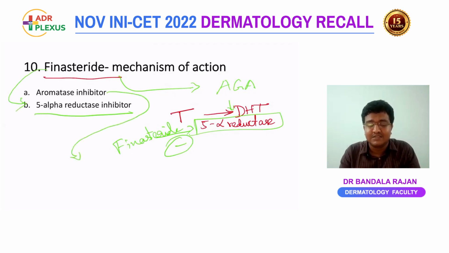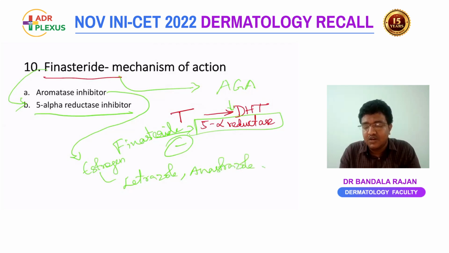Aromatase inhibitors are different from 5-alpha reductase inhibitors. They mainly prevent the conversion into estrogen. The examples are letrozole, anastrozole, and exemestane. These are the examples. In this way we can easily remember finasteride is a 5-alpha reductase inhibitor. Otherwise, you can remember F5. That way you can remember easily.